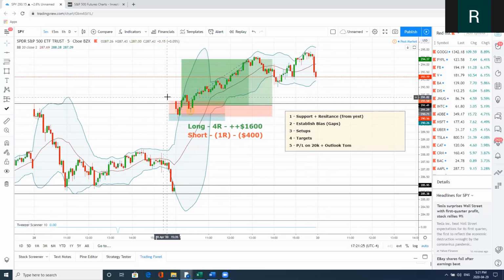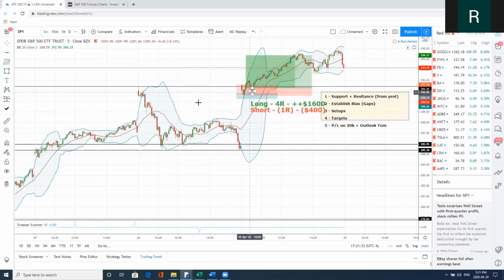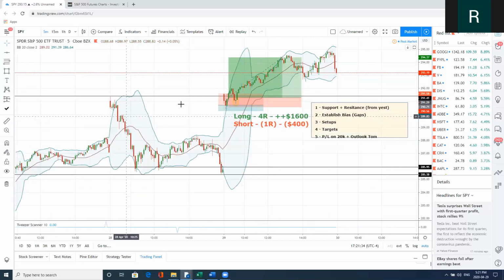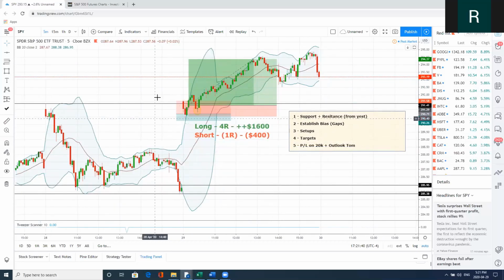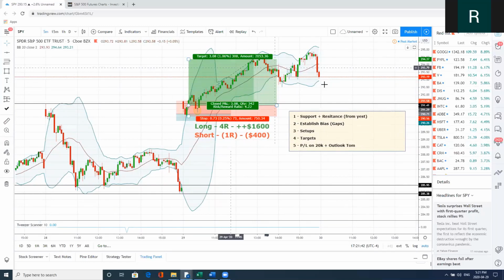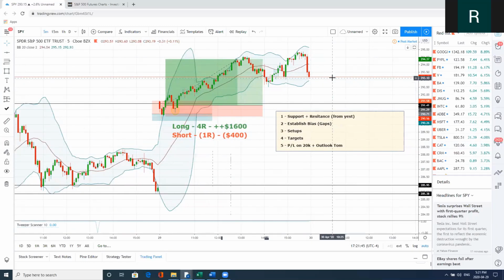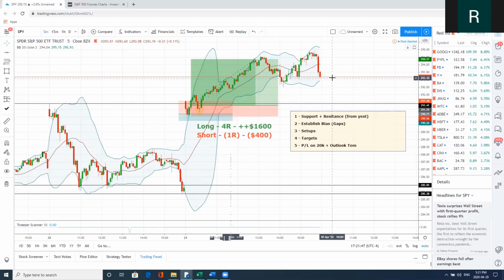And this is why it's so important to understand psychology. Ask yourself who is trapped at the open. These gaps are significantly different, okay? And this is why we have two significantly different results. So in terms of targets, guys, like I said, you could have used the fibs, you could have trailed this mid band on the way up, you could have taken targets, whatever your system says based on your testing.